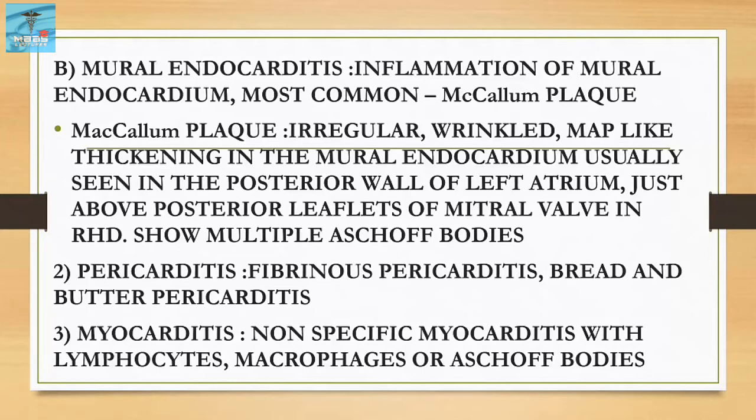The most common is MacCallum plaque. MacCallum plaques are subendocardial lesions which appear as irregular wrinkled map-like thickening in the mural endocardium, and are usually seen in the posterior wall of the left atrium, just above the posterior leaflet of the mitral valve in ASHF, and show multiple ASHF bodies. Then about pericarditis. Fibrinous pericarditis and bread and butter pericarditis are important in this case.